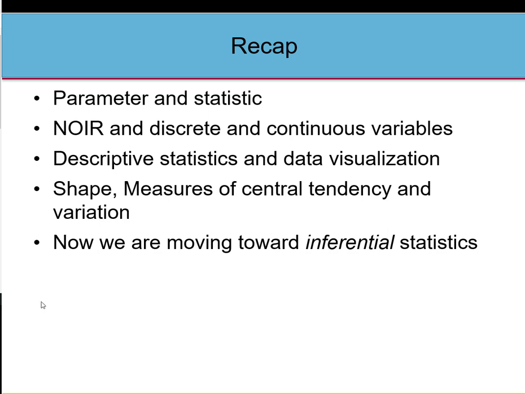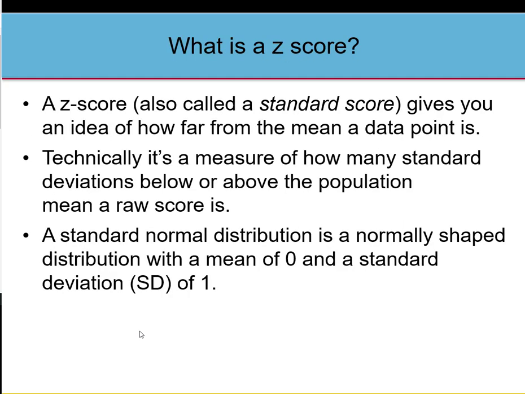We talked about nominal, ordinal, interval, and ratio scales of measurement, and we talked about discrete and continuous variables. We've calculated some descriptive statistics and done some data visualization, which is the shape of our distribution. We've looked at measures of central tendency and variation, and now we're moving toward inferential statistics. So what is a z-score?